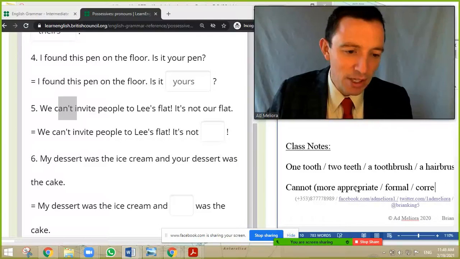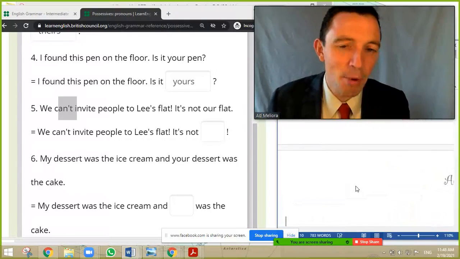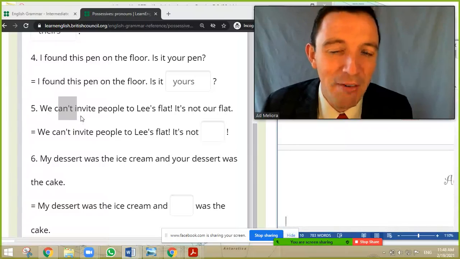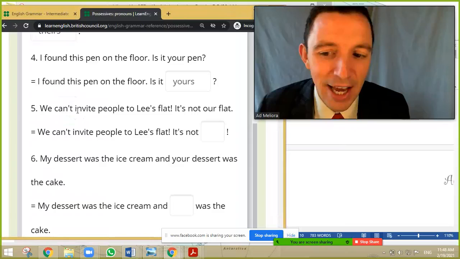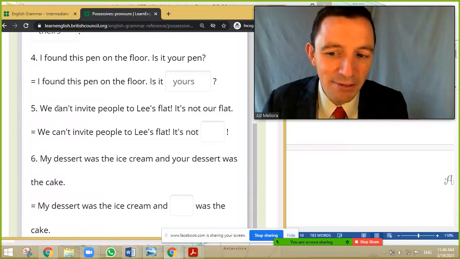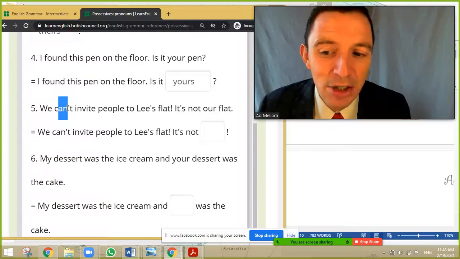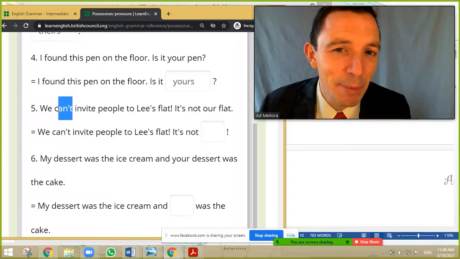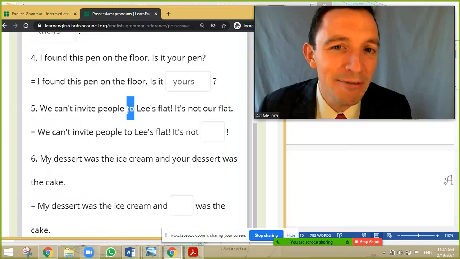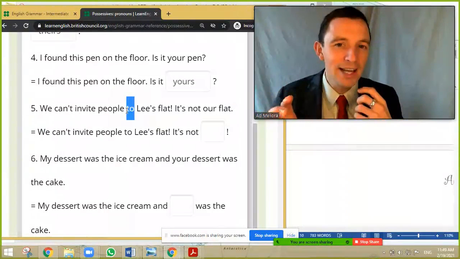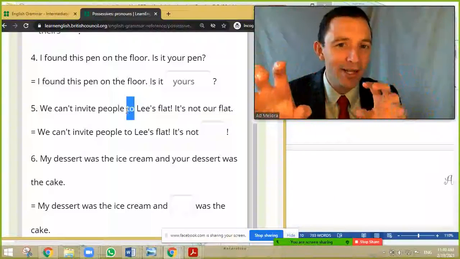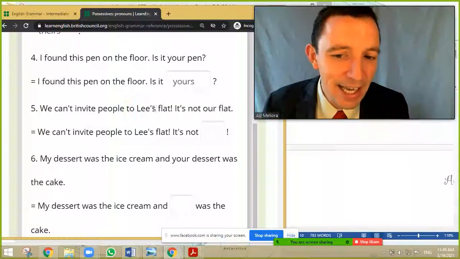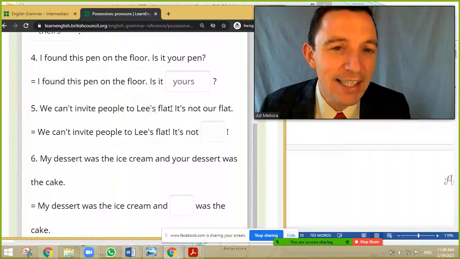In professional situations, in business situations, it's more appropriate to write cannot, but in conversation or in text message or in general informal situations, you can say can't. The verb is to invite, so it's the negative, and remember can is ability, so the negative here is the inability. It's not possible, you have no ability to invite people. The typical preposition with invite is to: I invite you to the party, I invite you to the cinema. That's the typical preposition, invite somebody to. Lee's is possession, and flat is the same as apartment.